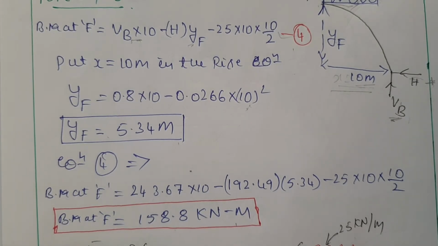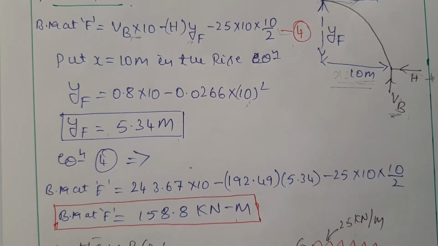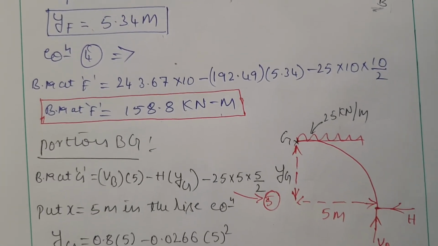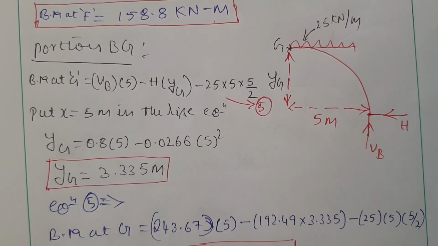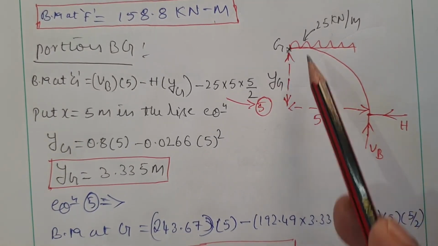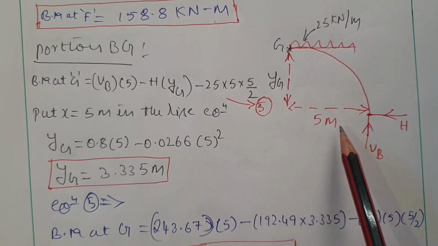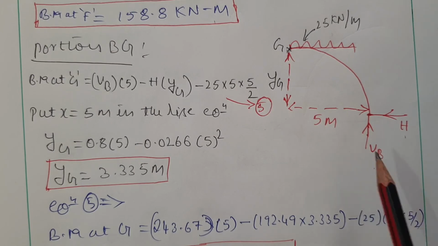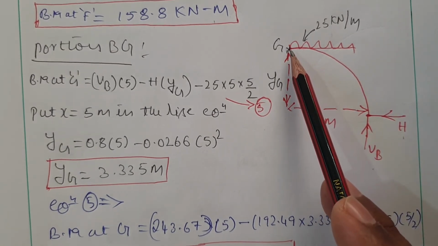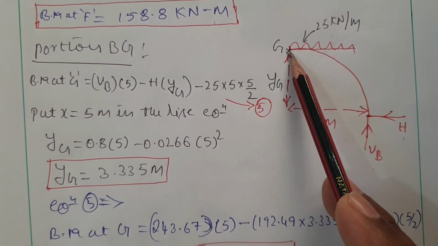Okay, after finding it for the portion B to F, as I told earlier, we have to consider another portion, it is B to G. That is half of the UDL portion. The total UDL is 10 meter, half of that is 5 meter. G is located somewhere here, so the end to G distance is 5 meter, and we have the H value as well as the VB value; we have to calculate at this point. Then the procedure remains the same.